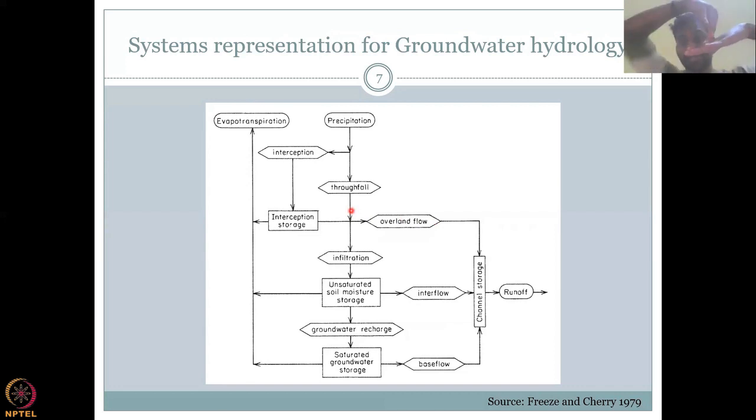So I said rainfall hits. This is your land. Part of it gets infiltrated and goes through, but most of it would run through as runoff. It will go like this due to the slope, gravity, etc.